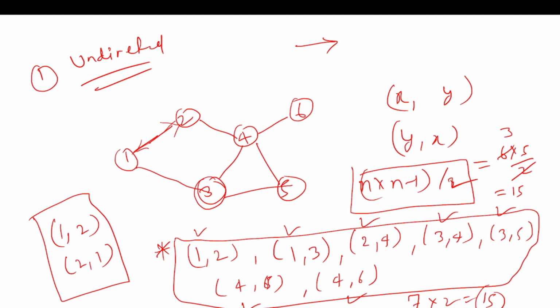So I think you understood the undirected graph. If you have any doubt, please ping me in the comment box. Let's go to the next. So in the next, we have already seen undirected. Let's go with the directed graph.